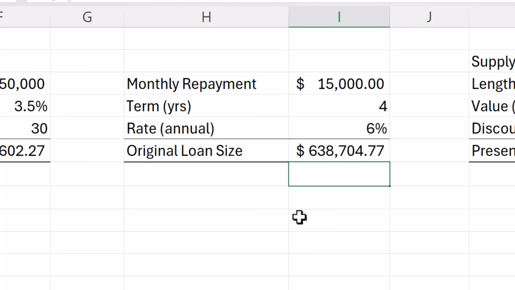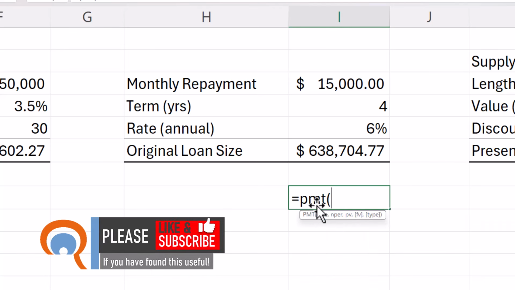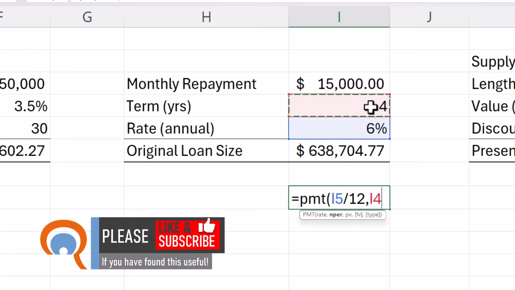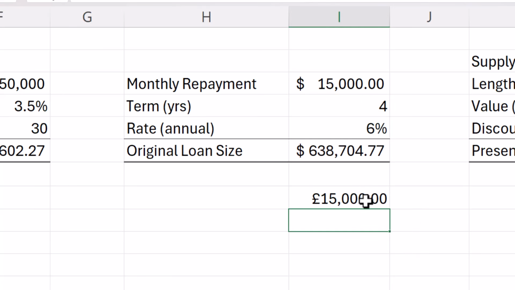If you like, we could reverse engineer this using the payment function. So here's my rate divided by 12. NPER is 4 times 12. Present value is the original loan size, and that would need to be expressed as a negative value. And if I press enter, you can see I get 15,000.